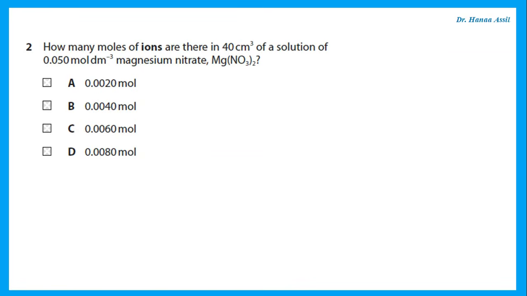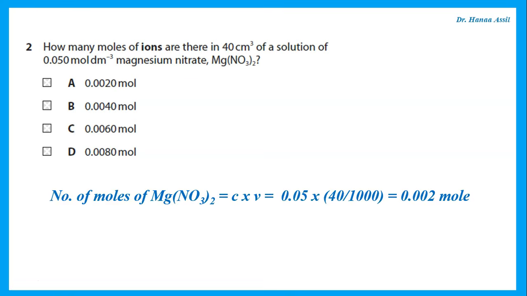How many moles of ions are there in 40 centimeter cubed of a solution of this concentration of magnesium nitrate? Again, we have volume and concentration of a solution. We can get the number of moles of the magnesium nitrate: concentration times volume. Again, don't forget to divide the volume by 1,000. So this is the number of moles of magnesium nitrate.